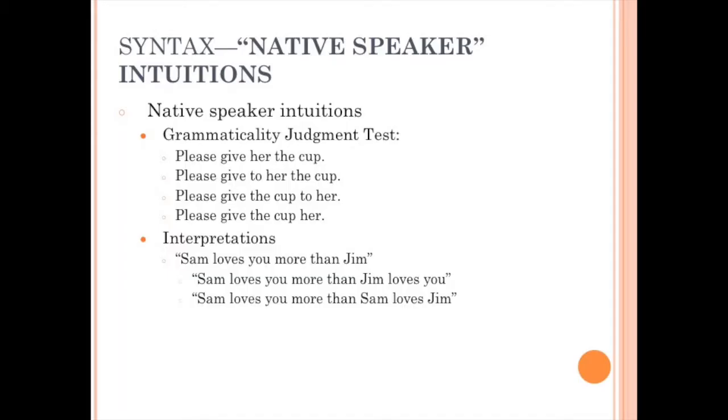These native speaker intuitions also give us insight into how expressions are interpreted. For example, a native speaker of English could recognize the ambiguity of the sentence, "Sam loves you more than Jim." This is an example sentence from Radford. So Sam loves you more than Jim. The sentence has two interpretations. Which of the interpretations of Sam loves you more than Jim do you think is most viable? Sam loves you more than Jim loves you, or Sam loves you more than Sam loves Jim? So again, asking native speakers how they understand a sentence gives us insight into how the syntax of it is organized.